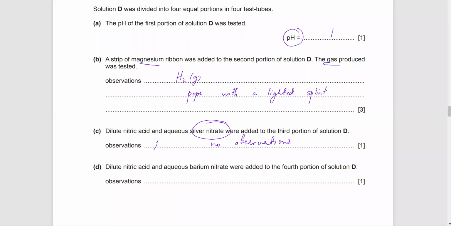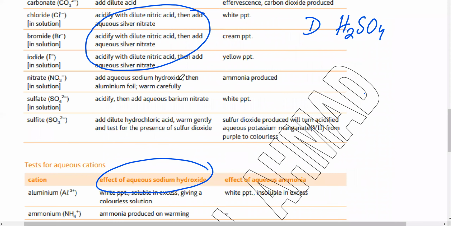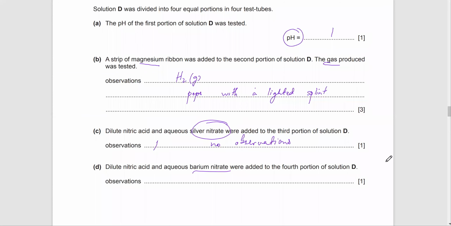Yes. Next you have barium nitrate. What's barium nitrate used for as a test? Here's barium nitrate, and barium nitrate is used to test for sulfate ions. You do have sulfate ions in D. D is H2SO4. So you're going to get a white precipitate in this case.